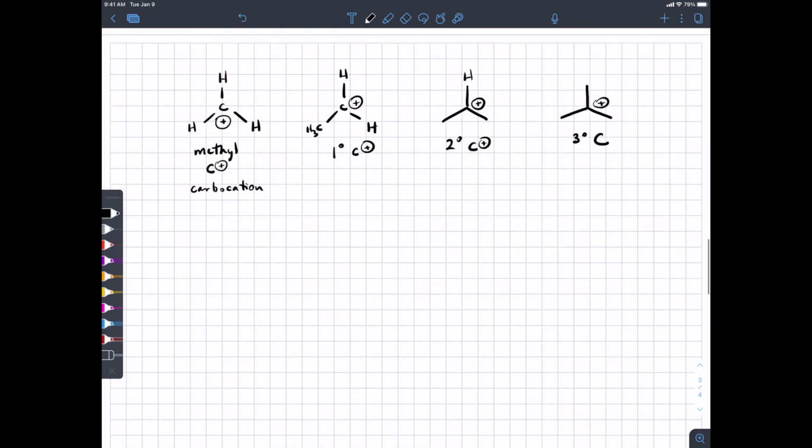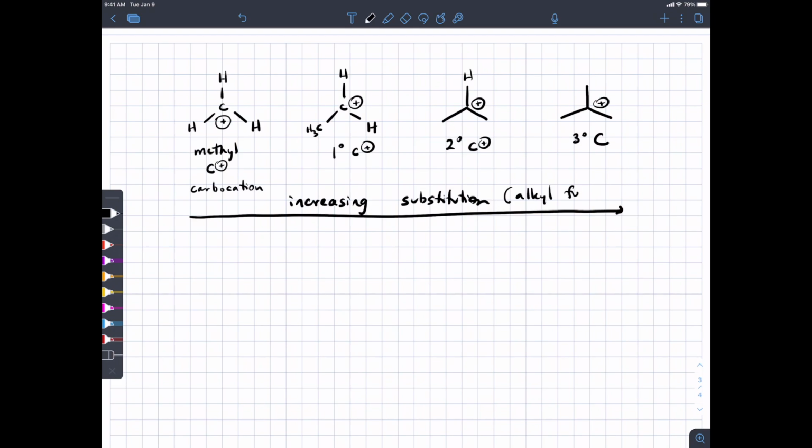And stability tracks with increasing number of alkyl groups on the carbocation. So I'm going to introduce a term that we're going to use a lot, increasing substitution. What we mean by that is we're substituting out protons for alkyl groups, or putting in alkyl groups for protons. So whenever you hear somebody say, this carbocation is more substituted than this one, they just mean it has more alkyl groups. That's the lingo.